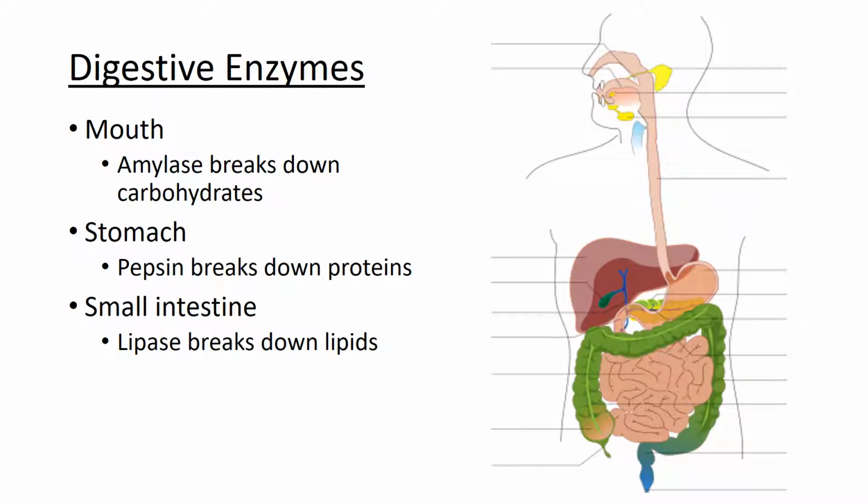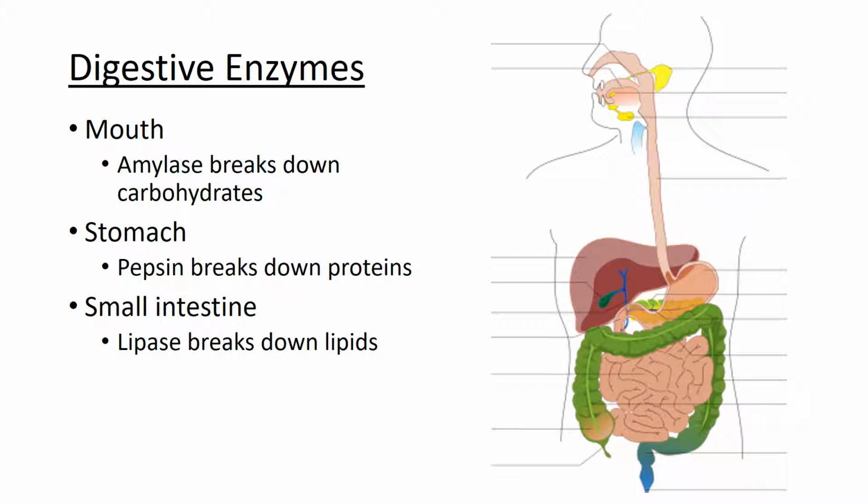What are some examples of enzymes? Well, one category of enzymes is digestive enzymes. And on the right, we have an image of your digestive system. The digestive system takes food and breaks it into molecules that can be used by your body.